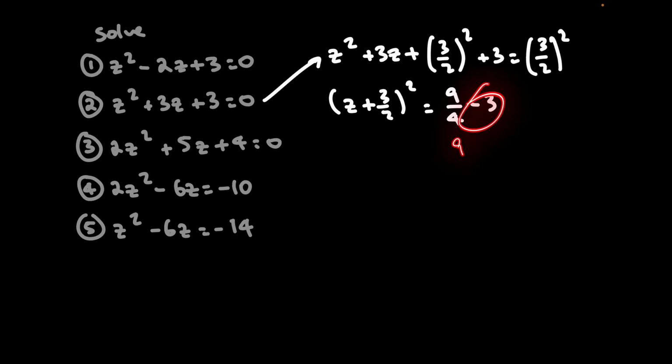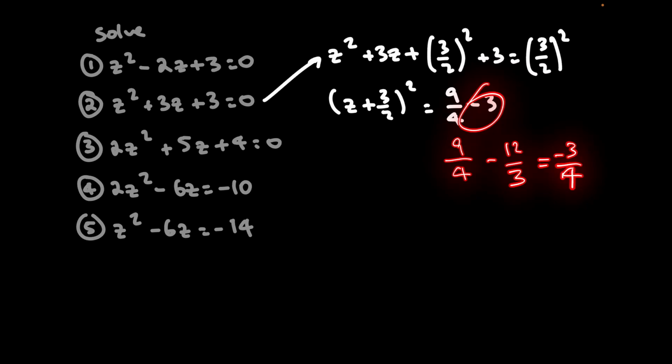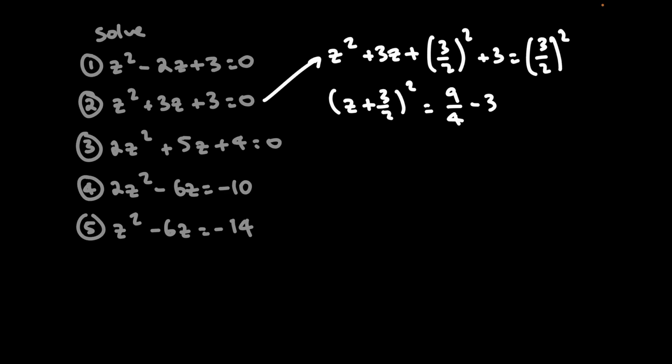And 9 over 4 minus 3 is really just the same as 9 over 4 minus 12 over 4, which is negative 3 over 4. Oh, sorry, negative 3 over 4, like this. Okay, now we can square root both sides. So z plus 3 on 2 is the same as the square root of negative 3 all over 2. And the square root of negative 3 is really just the square root of 3i, and do not forget the plus or minus in front of the square root.